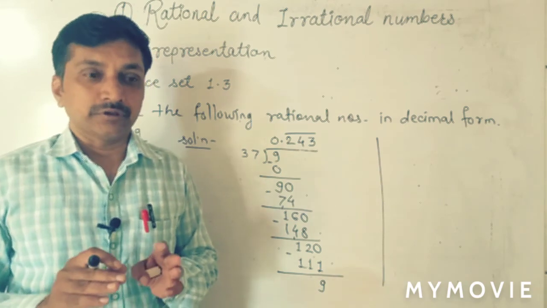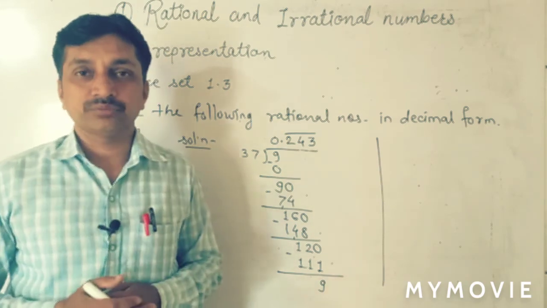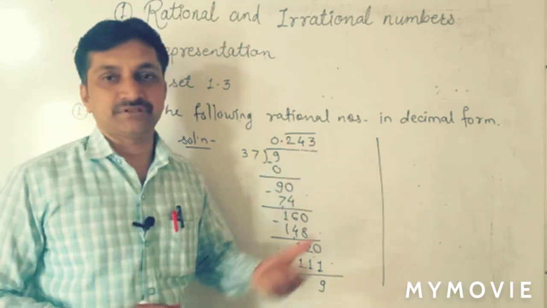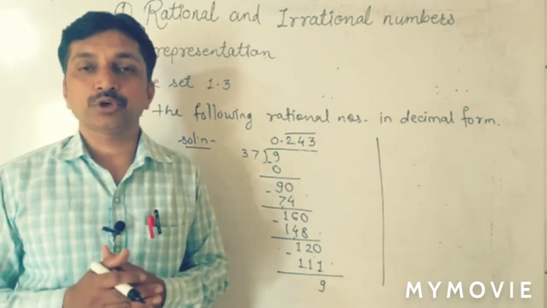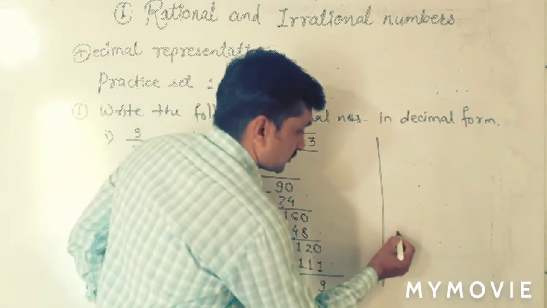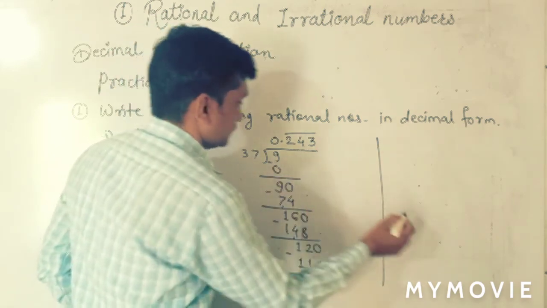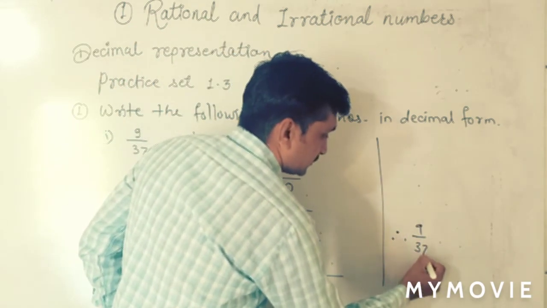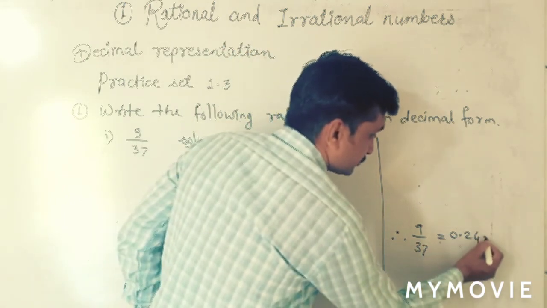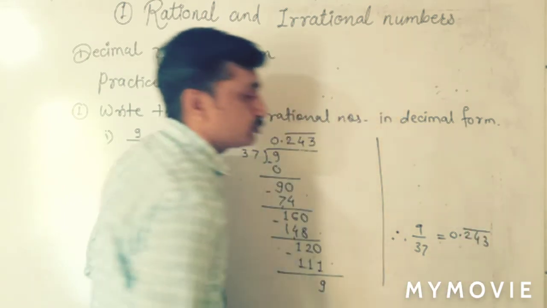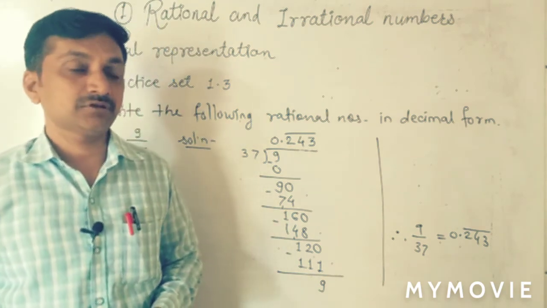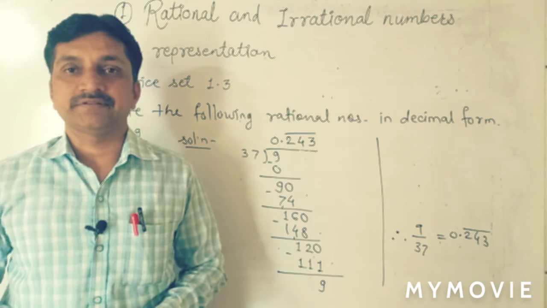Non-terminating means here we don't get remainder 0. That's why non-terminating, and recurring means the group will repeat. That's why this type is non-terminating recurring, and this is our answer. Therefore here I write 9 upon 37 is equal to 0.243, and don't forget to give a dash or bar on the top of these three numbers. This is the answer.